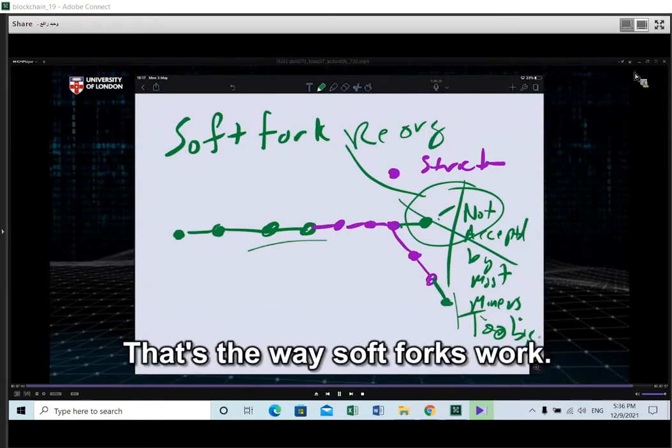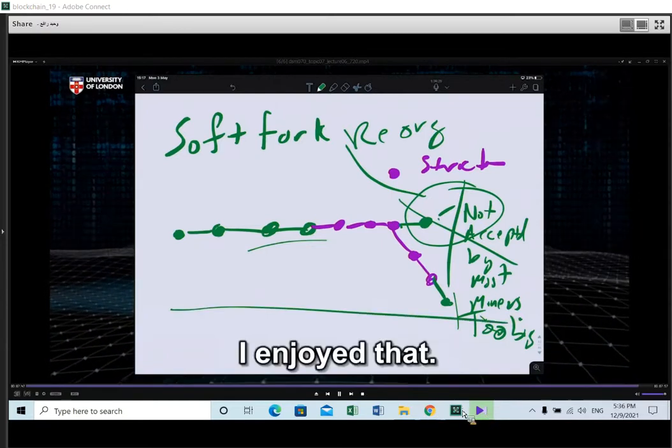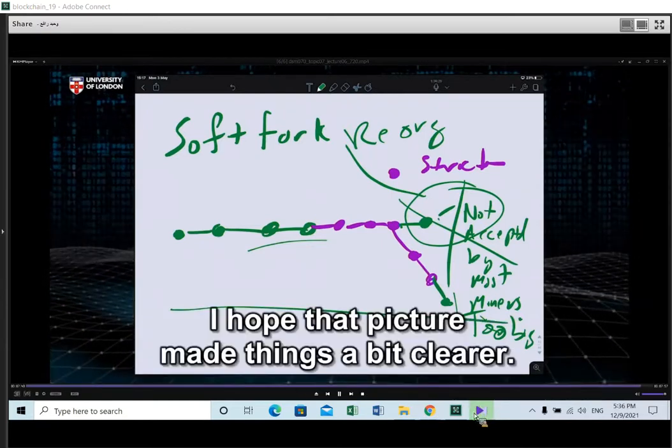Okay, I enjoyed that. I hope that picture made things a bit clearer. Okay, so that's it for now.